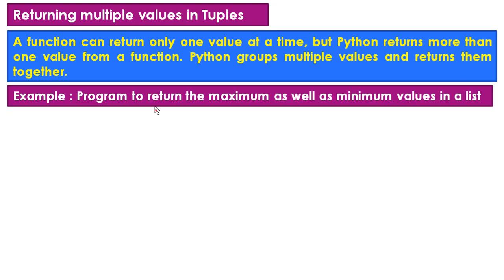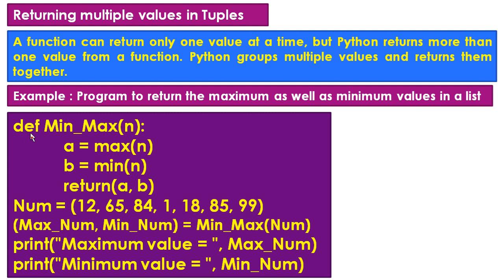Here is an example program to return two values, the minimum and maximum of a set of values. Program to return the maximum as well as minimum values in a list. Here is the program. Here this is the function. The function name is min max. The default argument is n. Here we are using a tuple named num, that is equal to 12, 65, 84, 1, 18, 85, 99. By this program we can find out the maximum value and minimum value of this tuple. The maximum value is 99 and minimum value is 1.